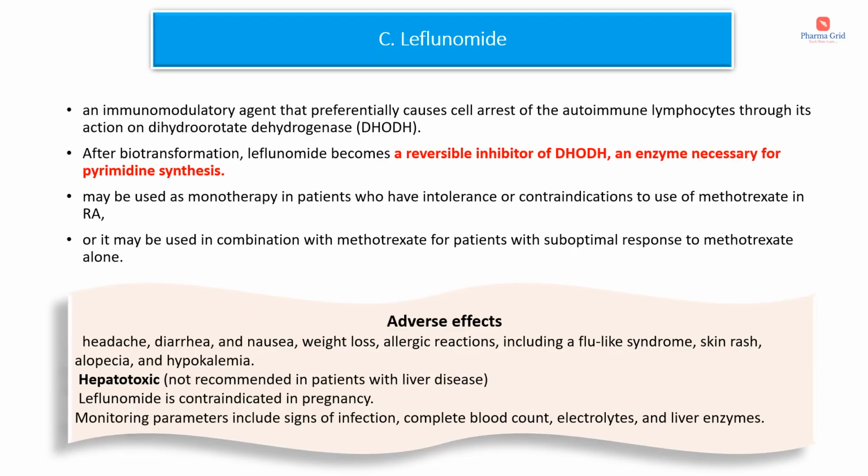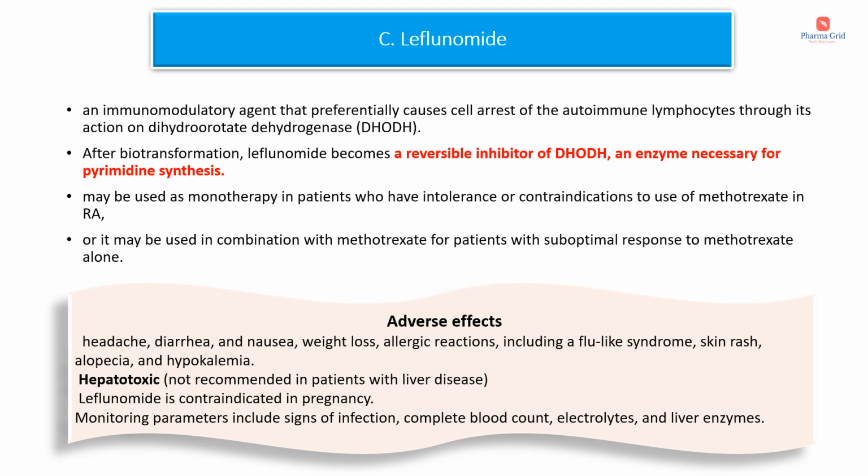Now leflunomide. It is an immunomodulatory agent that preferentially causes cell arrest of the autoimmune lymphocytes through its action on dihydroorotate dehydrogenase. So after biotransformation, that means after metabolism, leflunomide becomes a reversible inhibitor of dihydroorotate dehydrogenase. This is an enzyme necessary for pyrimidine synthesis. And leflunomide may be used as monotherapy in patients who have intolerance or contraindications to use of methotrexate in rheumatoid arthritis. Or it may be used in combination with methotrexate for patients with suboptimal response to methotrexate alone.